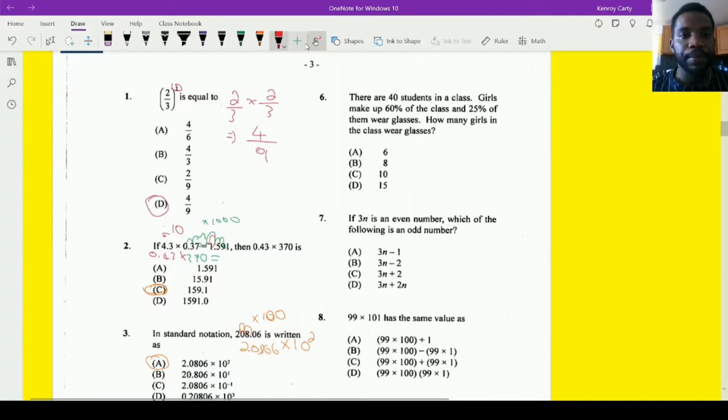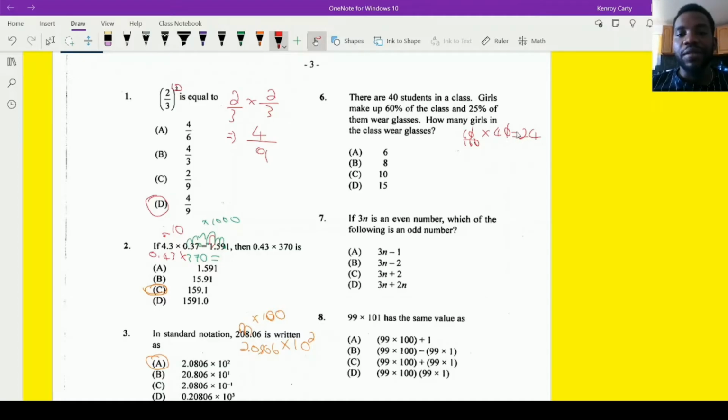Alright, question 6. There are 40 students in a class. Girls make up 60% of the class. Like girls are normally the majority in most classes. 25% of them wear glasses. How many girls in the class wear glasses? So first of all, I want to know how many persons are girls, and that's 60%. So that's 60 over 100. And we have 40 persons in the class. Alright? So we can break this down. Use up their zeros. 6 times 4 is 24. What this means is that you have 24 girls.